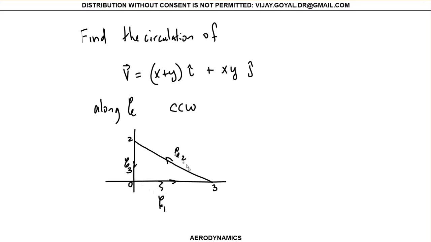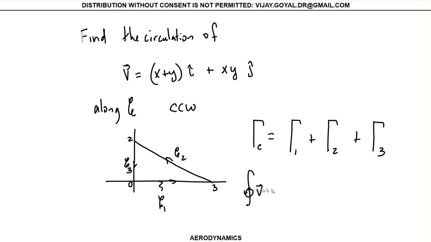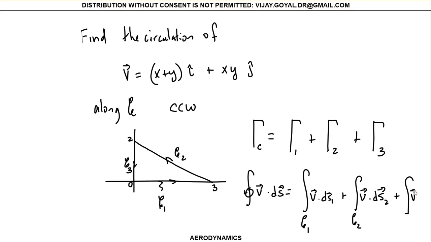Okay, remember it's a closed integral. That means that the total circulation will be equal to the line integral over 1 plus the line integral over 2 plus the line integral over 3. So in other words, the total integral of v dot ds will be the same as the integral over C1 of v dot ds1, plus the integral over C2 of v dot ds2, this is segment 2, plus the integral over C3 of v dot ds3. Okay, so that's what we are trying to find in this problem.